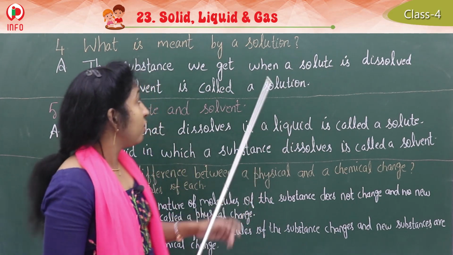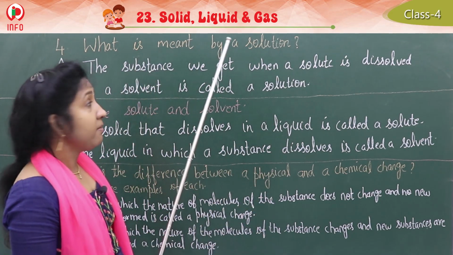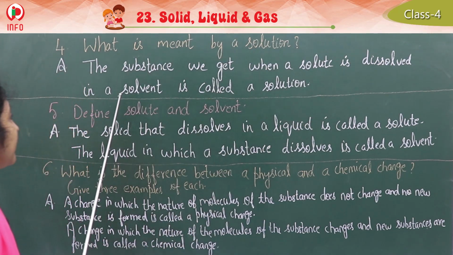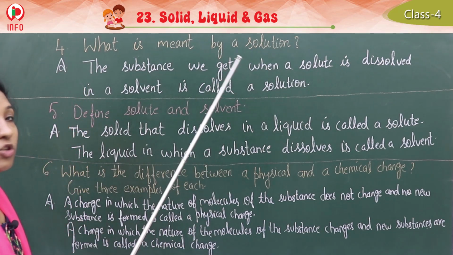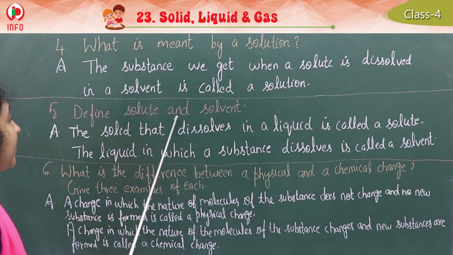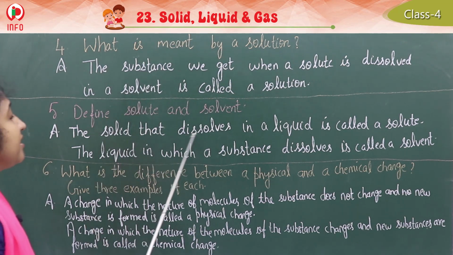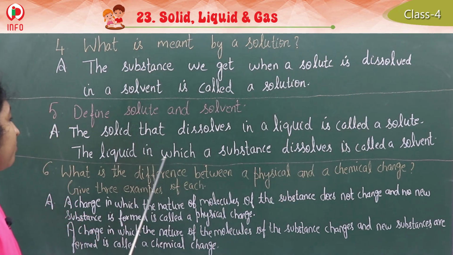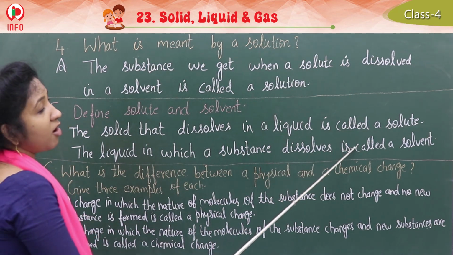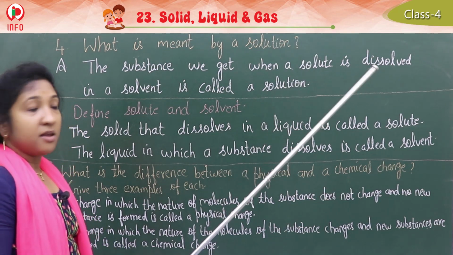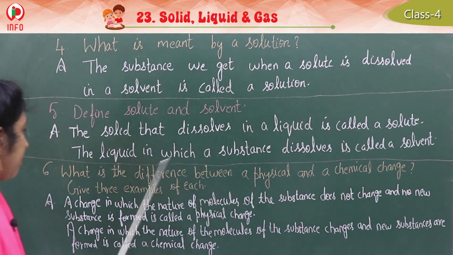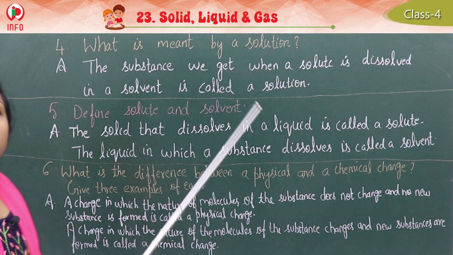Okay children? Yes. So what is meant by a solution? The substance we get when a solute is dissolved in a solvent is called a solution. Define solute and solvent. The solid that dissolves in a liquid is called a solute. The liquid in which a substance dissolves is called a solvent. Now the last question, what is the difference between a physical and a chemical change? Give 3 examples of each.